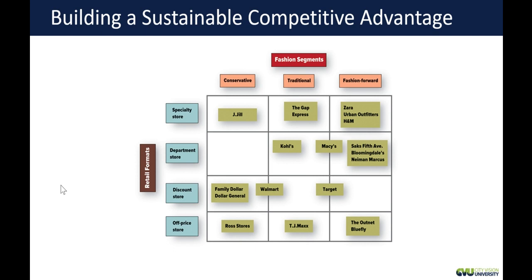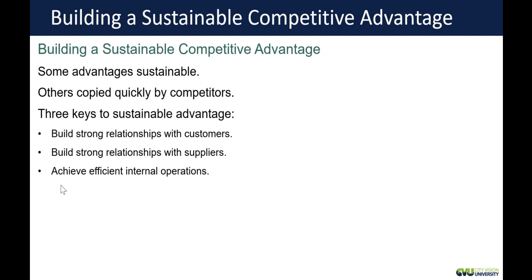So take that traditional fashion group. In the specialty store, that's the Gap. In a department store, that's Kohl's or maybe a Macy's. Discount store, you're talking maybe Walmart, Target. Or in the off-price, TJ Maxx. So this is one way that we can look at targeting various groups. The retail format matches the group or the market segment.